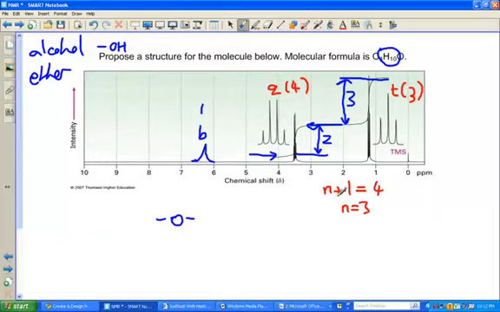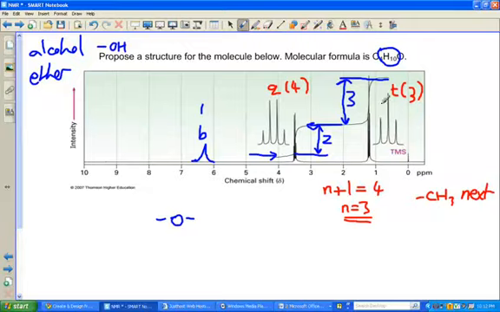Now, it's important that you understand what exactly this n equals 3 means. It means that these 2 hydrogens here, with an n value of 3, are seeing next to them 3 other hydrogens. So it doesn't mean that here there are 3 hydrogens. It means next to here are 3 hydrogens. And what's the only carbon group you can come up with that has 3 hydrogens on it? Well, it's a CH3. So what that means is for these 2 hydrogens, probably a CH2, there is a CH3 next to them.